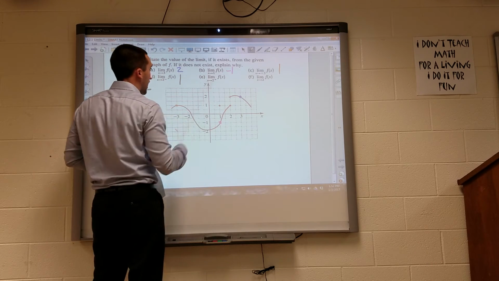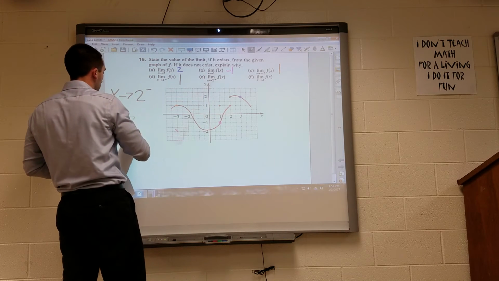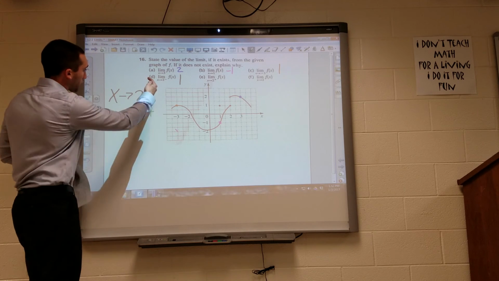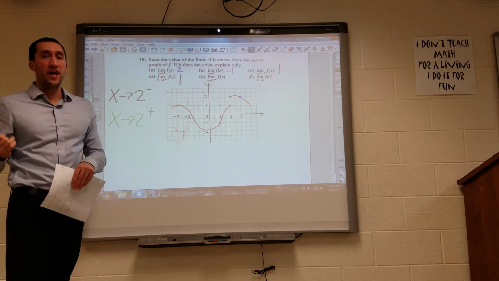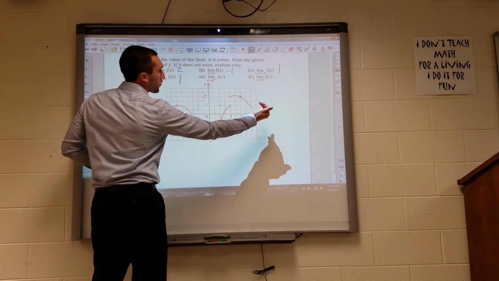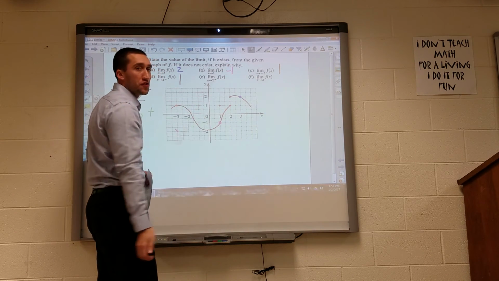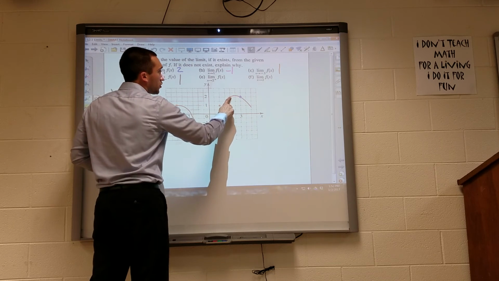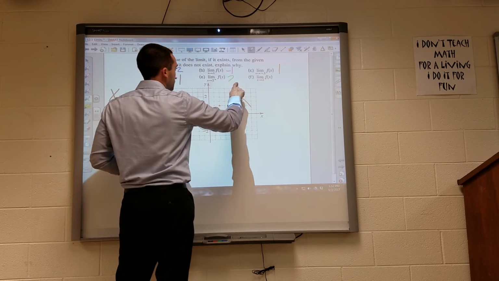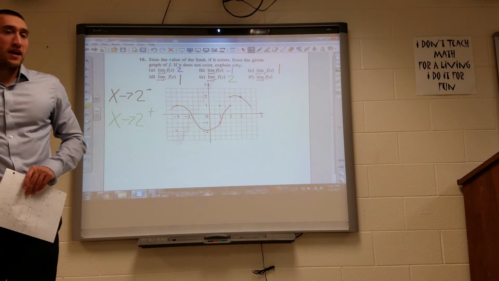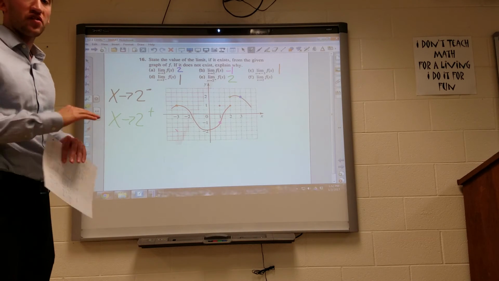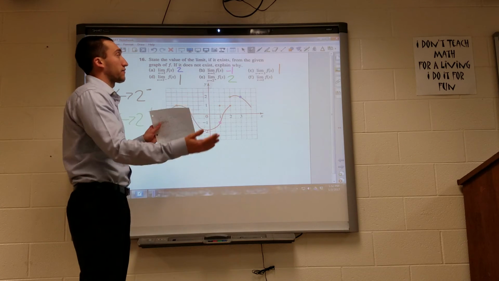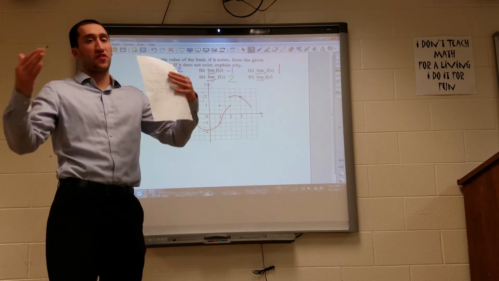From the positive side, which is the next one, as x approaches 2 from the positive side, if it's got that extra operation up there, that just means from the positive or negative side. So as it approaches 2 from numbers larger than 2, we can see that the graph is approaching 2. Then, it wants the limit as x approaches 2. Doesn't matter, and 2 is the composition of both sides.